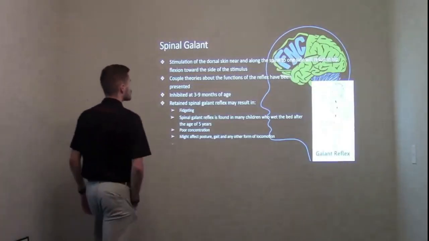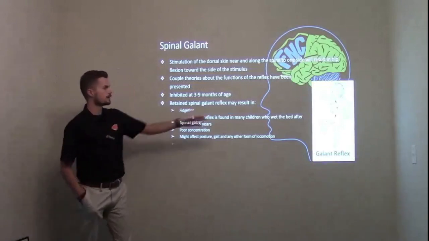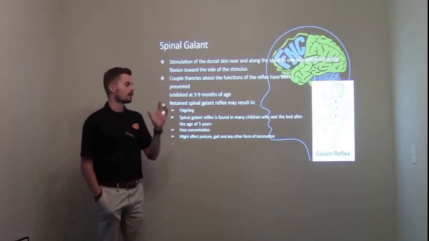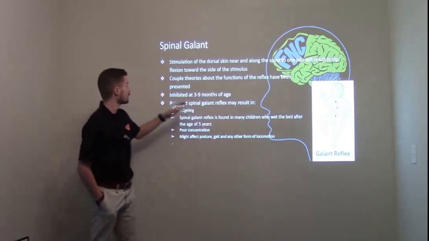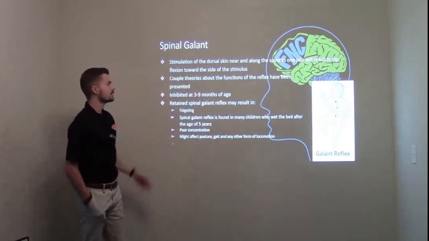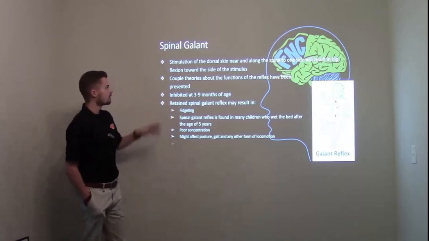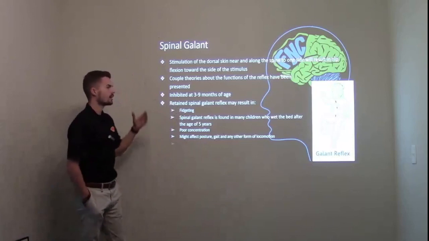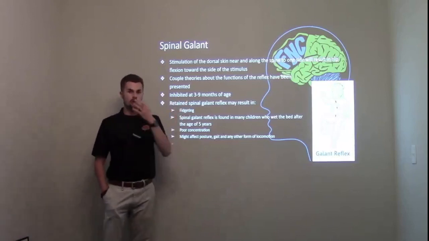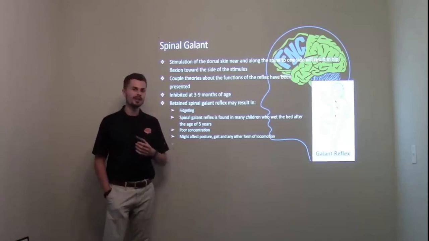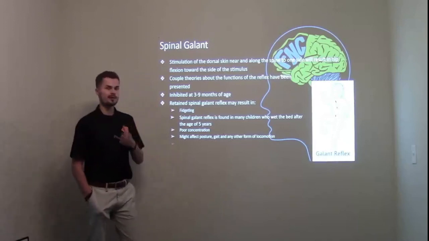Okay, so stimulation. What the spinal Galant does, you can see, is you get flexion and contraction on that one side of the body towards the side of the stimulus. So stimulus of the dorsal skin near and along the spine to one side will result in hip flexion toward the side of the stimulus. Okay, and there's a couple theories about the function of that reflex and why we have it. I'm not going to go into that right now because that's going to send me down a rabbit hole, and for the sake of time, I'm not going to do that right now.